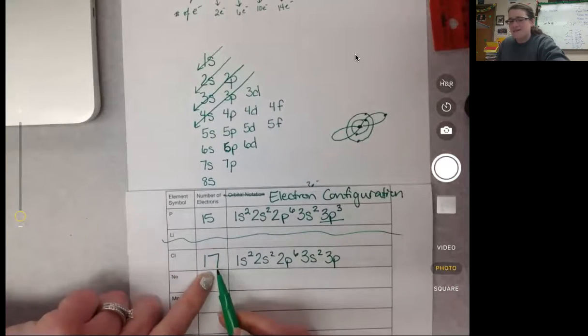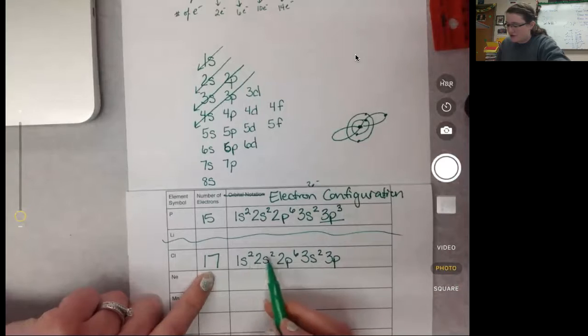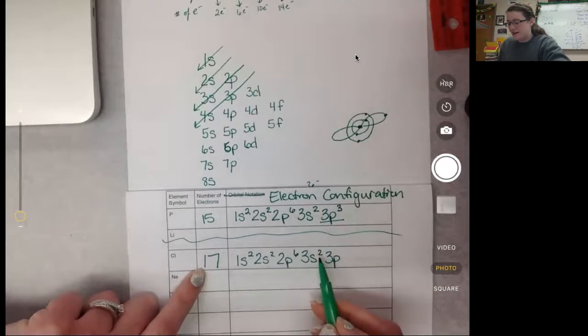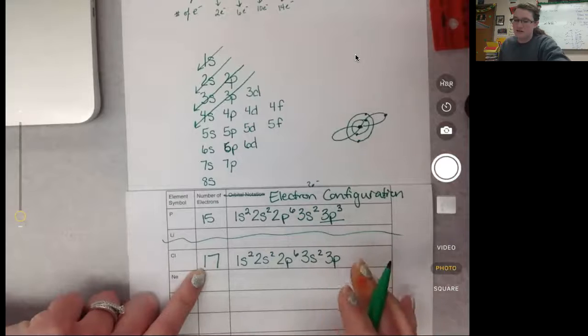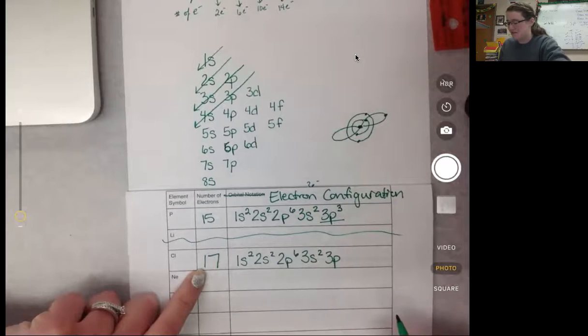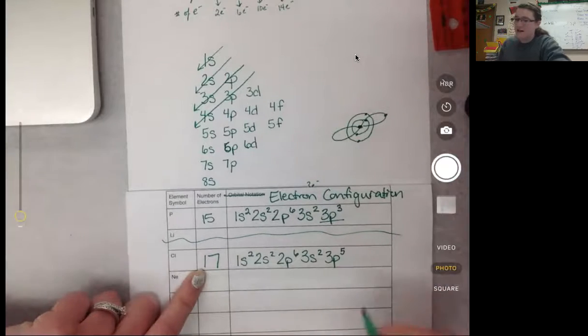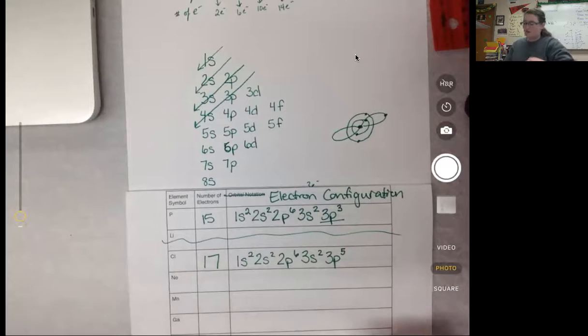So again, I have 17 electrons. Right now I've used 2, 4, 10, 12, which means I need to find a home for 5 more electrons, because 17 minus 12 is 5. And so p orbitals fill with 6. And so all 5 electrons will fit in that p orbital. And so it stops at 3p5.